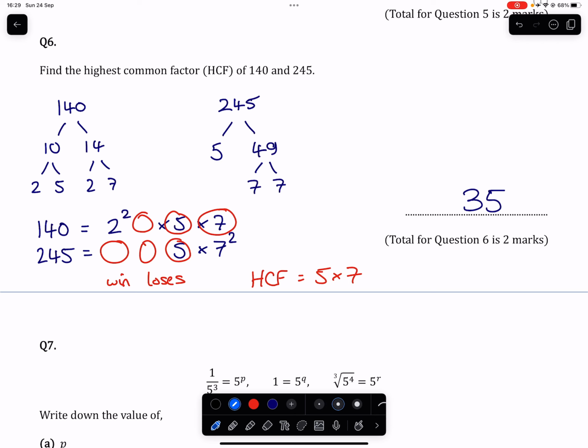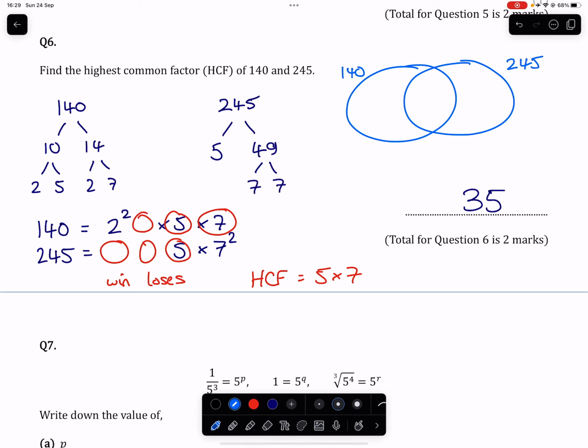The other way in which we can do this is set up a Venn diagram where we place all of the prime factors of 140 and 245, starting with the common ones. So the common ones, just to color code them here, we have a 5 in each of them, we have a 7 in each of them, and I'm going to place those numbers where you see the purple, pink and green. There are 2 2's spare for the 140, and there is 1 7 spare for the 245.